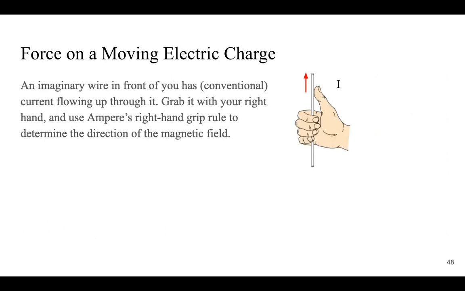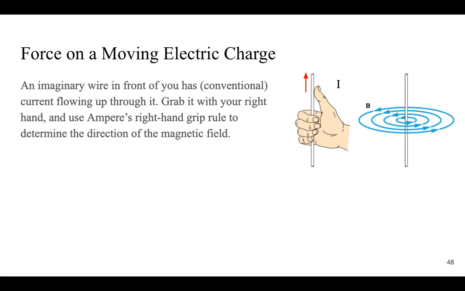So to illustrate that point, pretend you have an imaginary wire in front of you and that there is conventional current going upwards through that wire. So we're going to try to figure out which way is the magnetic field created by this current. You can grab that wire with your right hand and notice which way your fingers curl, and you're going to see that the current's going like this.